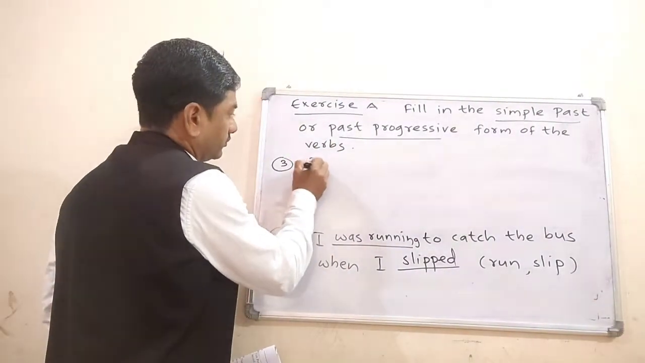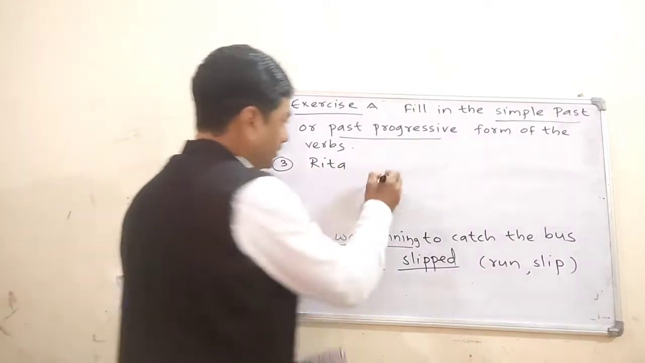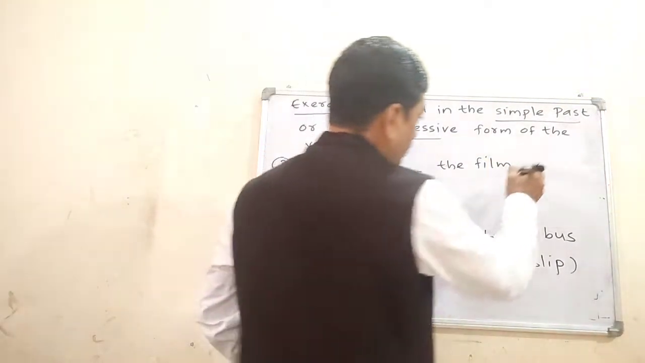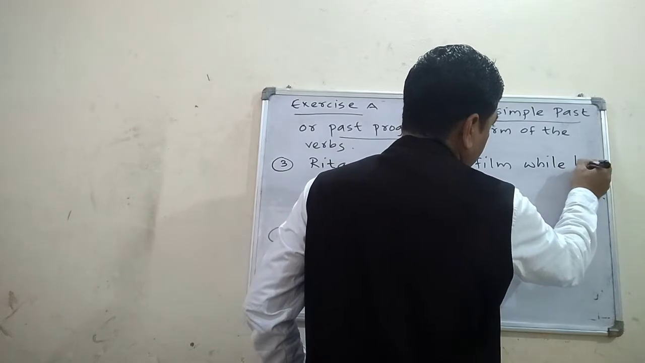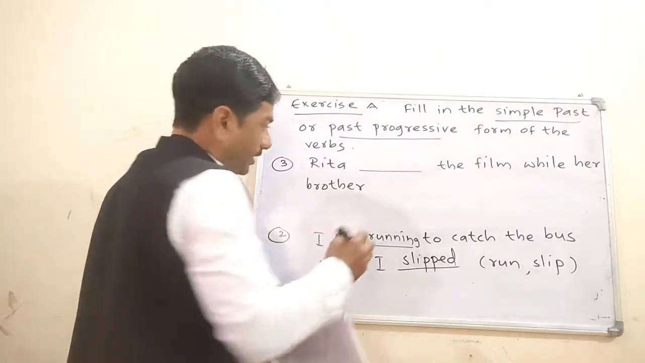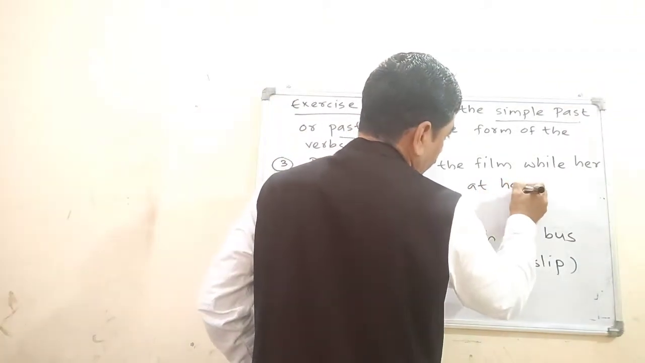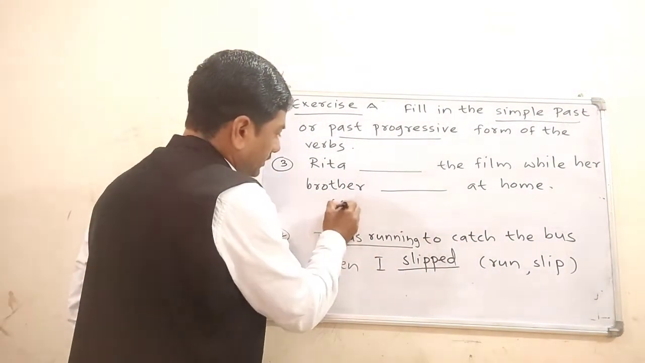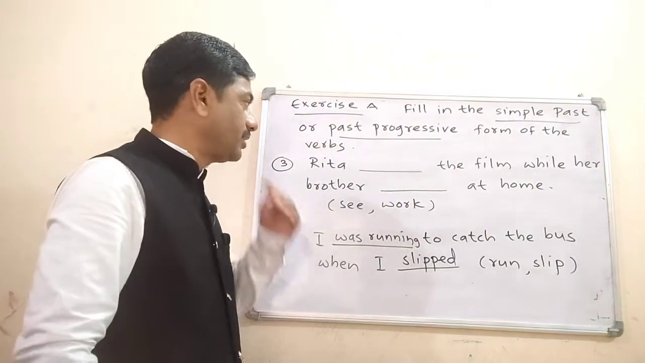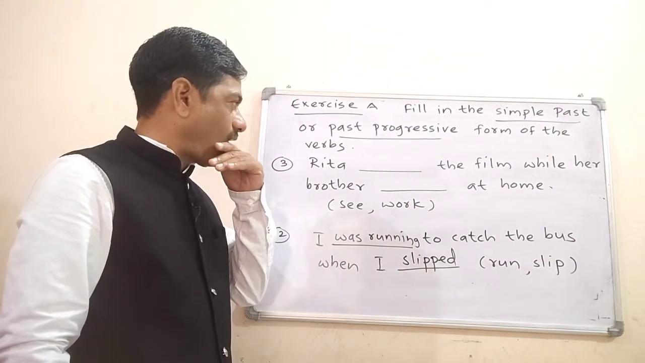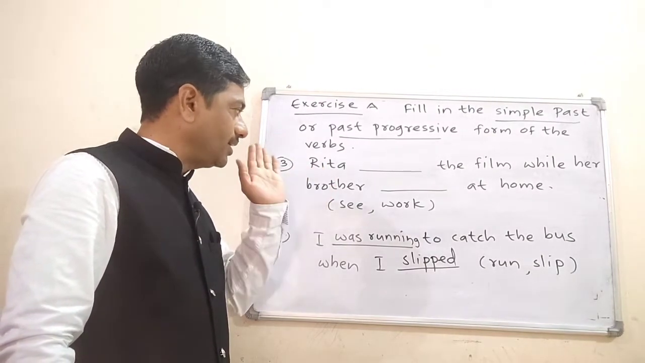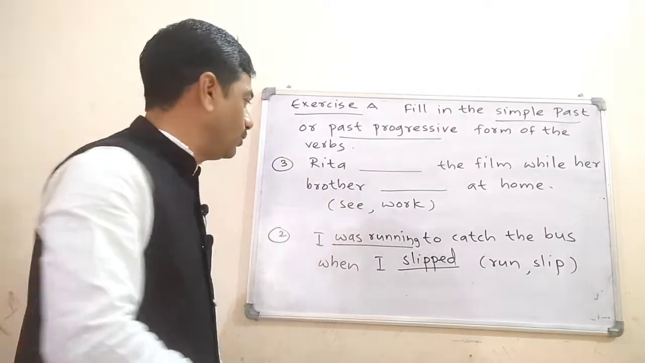Rita ___ the film while her brother ___ at home. There are two verbs, see and work. So we'll see which tenses will come here. Rita saw the film while her brother was working at home.